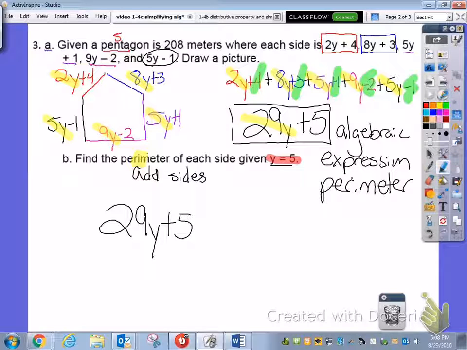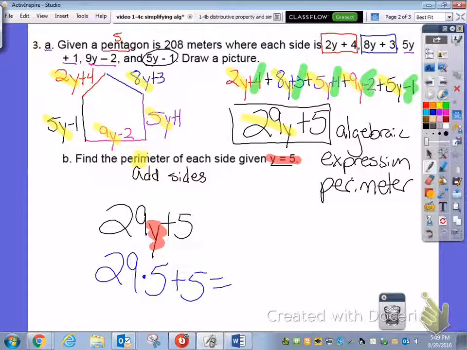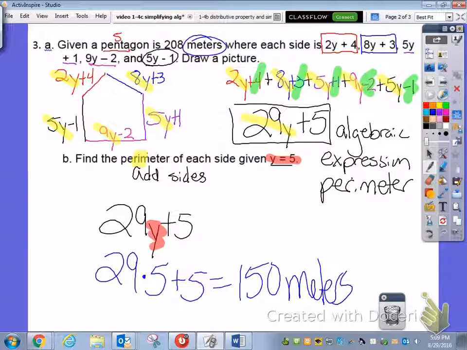But I'm given some information. I am told y equals 5. So wherever I see y, I'm going to plug in a 5. And remember, when you have a number next to a variable, that means 29 times, and y is 5. And I bring down the plus 5. So I can put that in my calculator. So 29 times 5 plus 5. And your answer is 150. So my answer would be 150. And does it give me measurements? It does not give me measurements. If it was centimeters, oh, it does, meters. So this would be meters. There was a typo on this, just ignore the 208 meters. Okay?